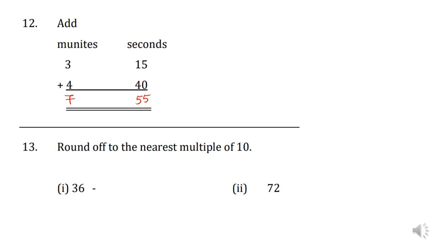Round off to the nearest multiple of 10. You see, this is 36 and the nearest multiple of 10 is 40. So if it was 35, then it is still 40. If it is 34, then it is going to be 30. This is 72. The 72 is going to be 70. If it is 75, then it goes to 80. If it is 76, then also it goes to 80. This is the estimation. This is the rounding off, right? So this is the answer.